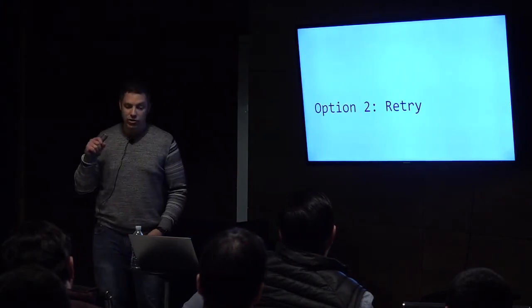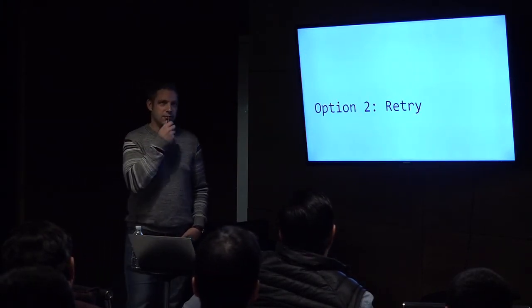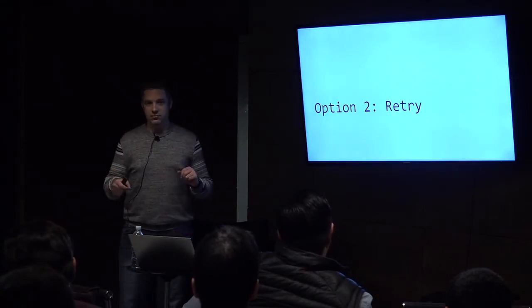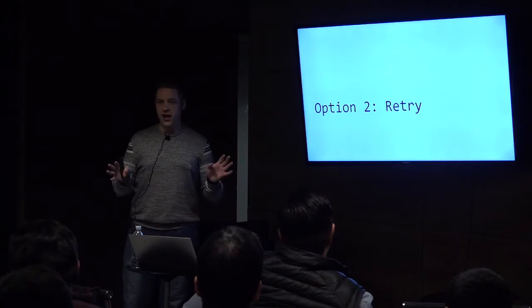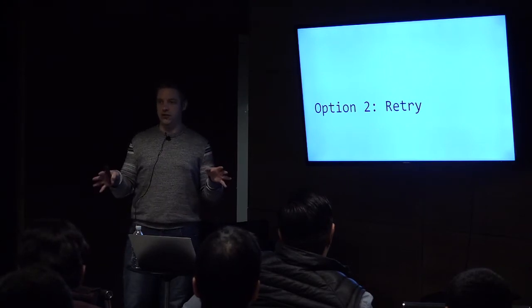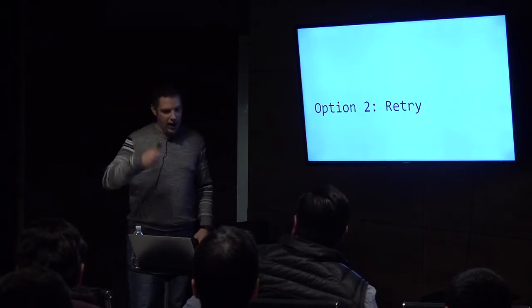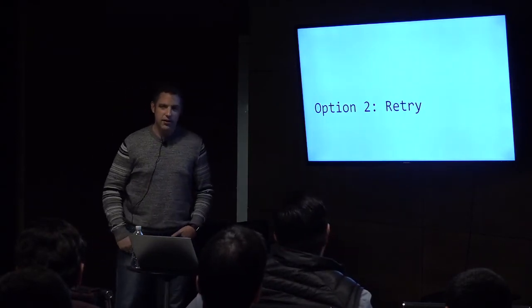All right, option 2, retry. So you Google SendGrid idempotency. All you get are Stack Overflow questions with no answers. That's never a good place to be in. And so why is this?